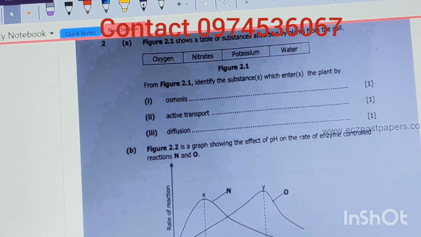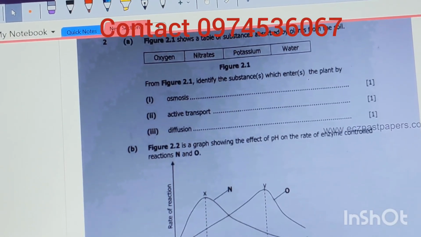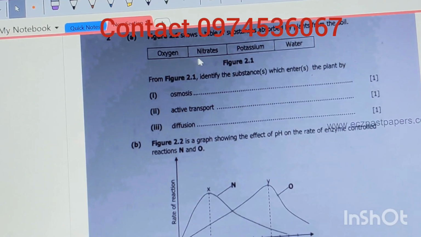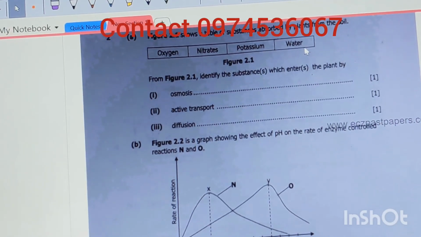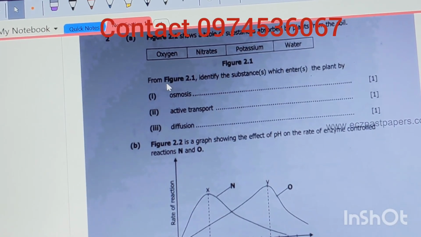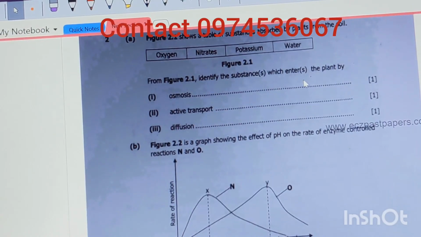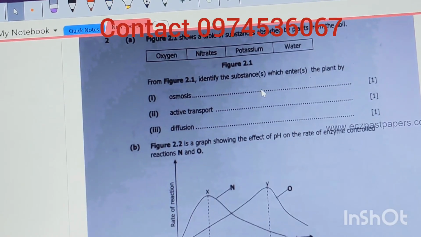So question 2a says figure 2.1 shows a table of substances absorbed by plants from the soil. So I've got four substances: oxygen, nitrates, potassium, as well as water. So from the above figure, identify the substances which enter the plants via osmosis.